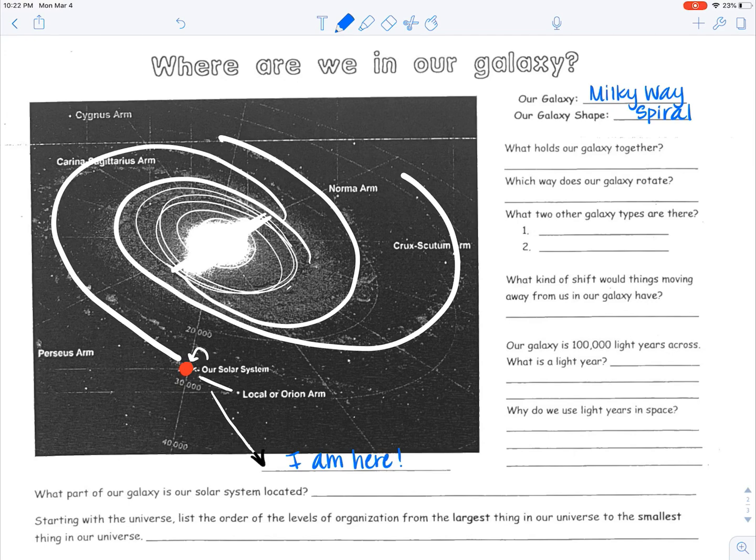So as we're looking at this picture of the galaxy, what is it that is holding our galaxy together? Yeah, gravity. So gravity holds our galaxy together.